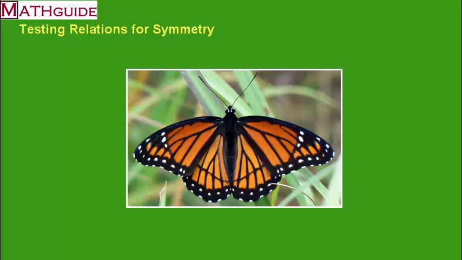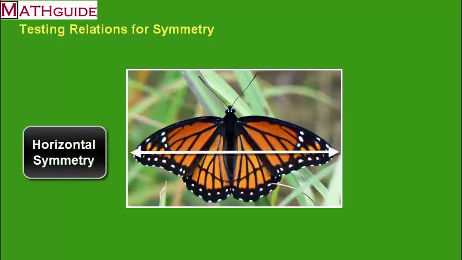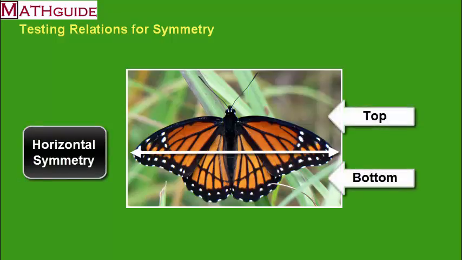So the first type of symmetry we should look at is horizontal symmetry. So if we were to make a horizontal line and compare from top to bottom, we would notice that this figure does not have symmetry. By that we mean the top and the bottom do not have this reflectional property where they look the same.